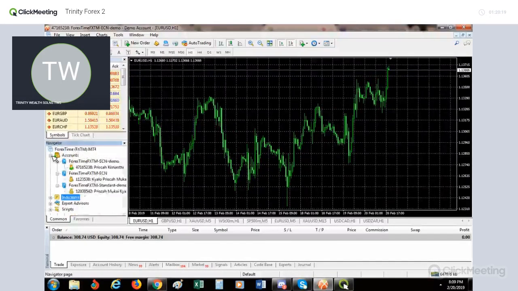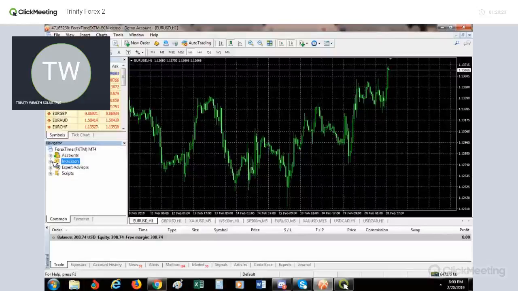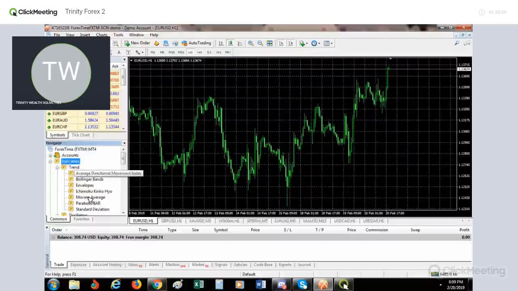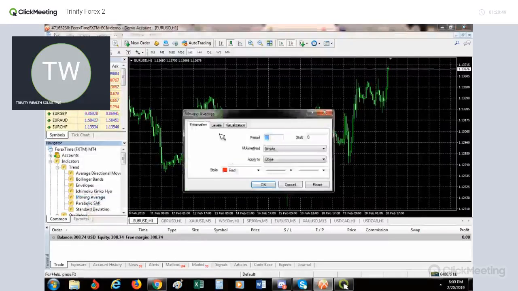So we start with MAs. You come down just below your account, there is where we have accounts, then indicators. You click on the plus to expand it. All right, we have the trend indicators, then you have the oscillators and the volume indicators. The moving average is under the trend indicators. It's just Moving Average; you click on it, right click, then you click on attach to chart.